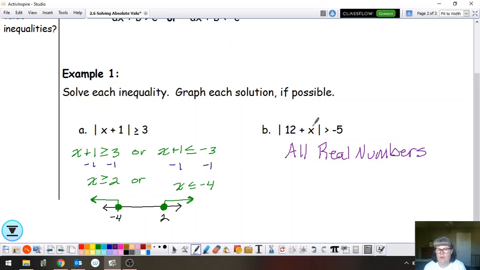It doesn't matter what I put in for x. Whatever I put in for x, this will always turn out to be a positive value, which will always be greater than -5. Now, you might be asking, so what's the graph look like?